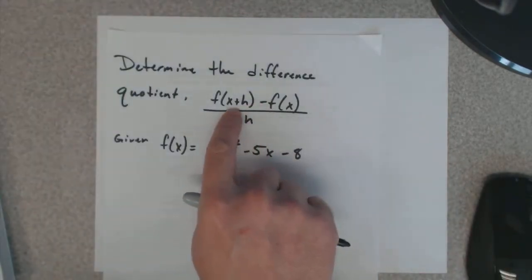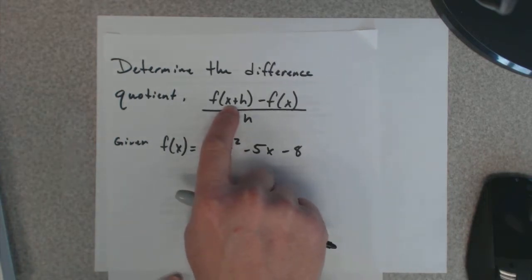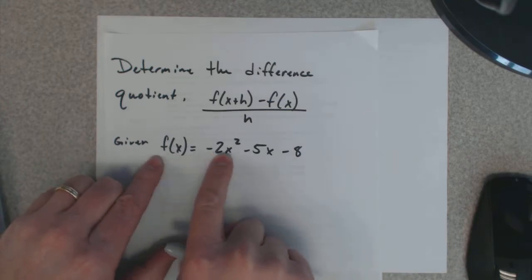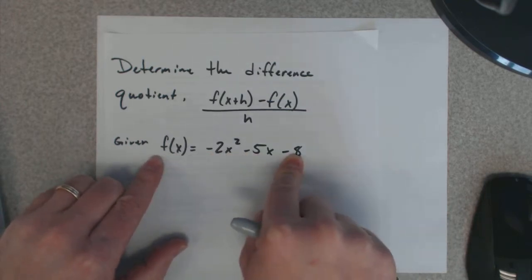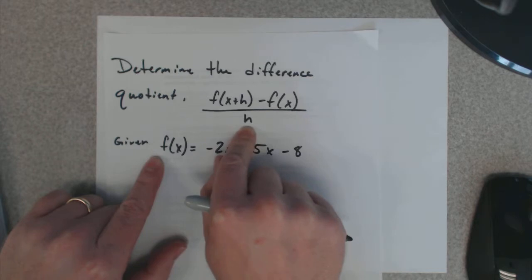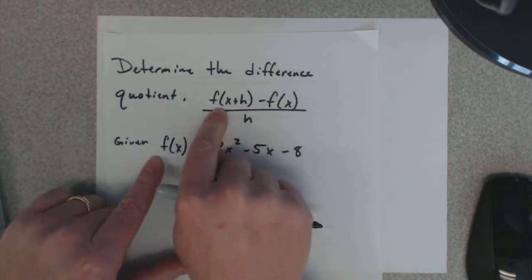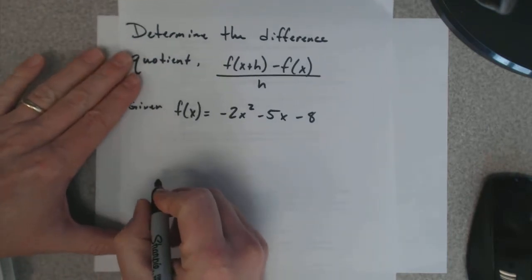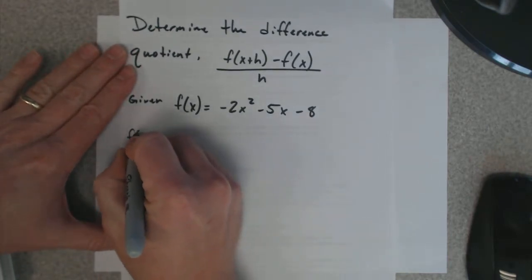So what we're going to do is figure out what f of x plus h is. We already know what f of x is because it's given. f of x equals negative 2x squared minus 5x minus 8. That's what's going to go right there, and h is just going to stay right there too. So we just need to find out what this is right here. First off, we're going to find f of x plus h.